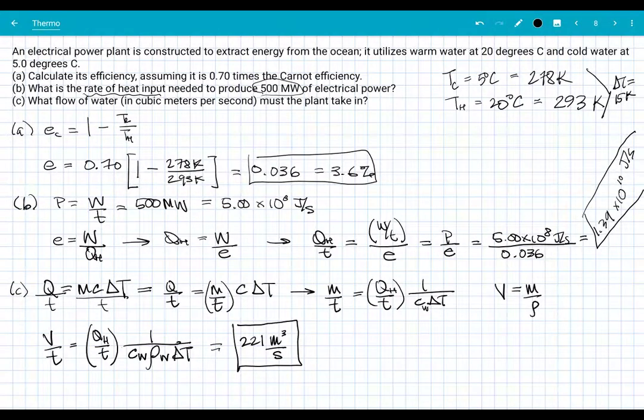Okay, so that's just a basic idea of a power plant. And as I said at the beginning, I like this one because it reminds us that really all we need to create a heat engine is a temperature differential, a hot reservoir and a cold reservoir.